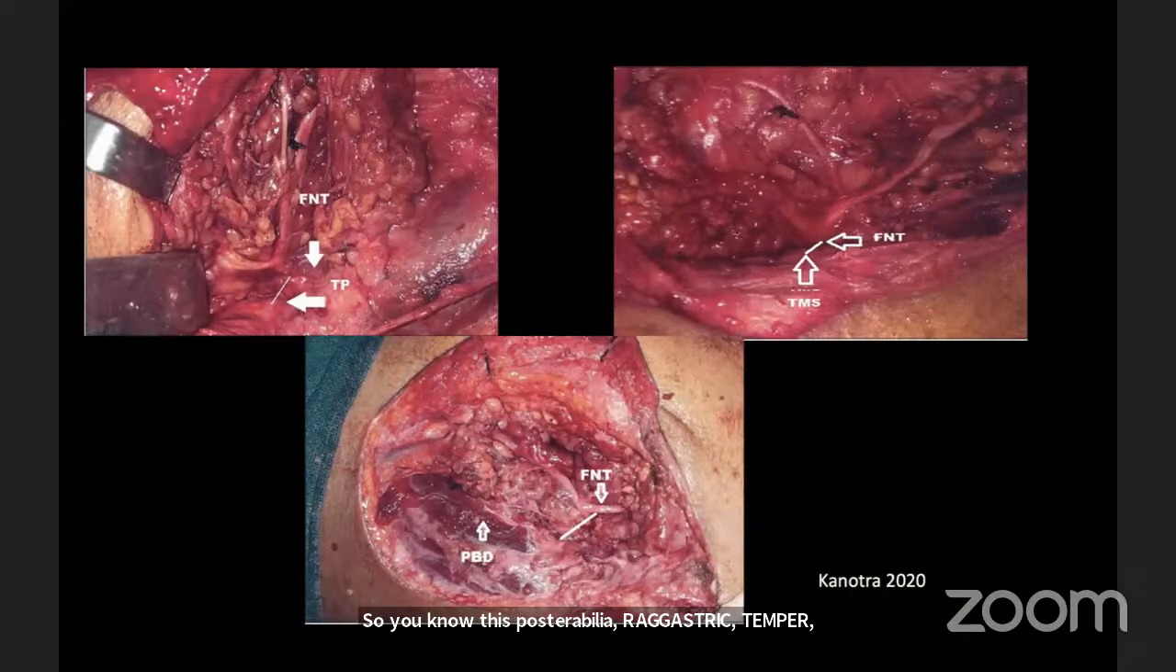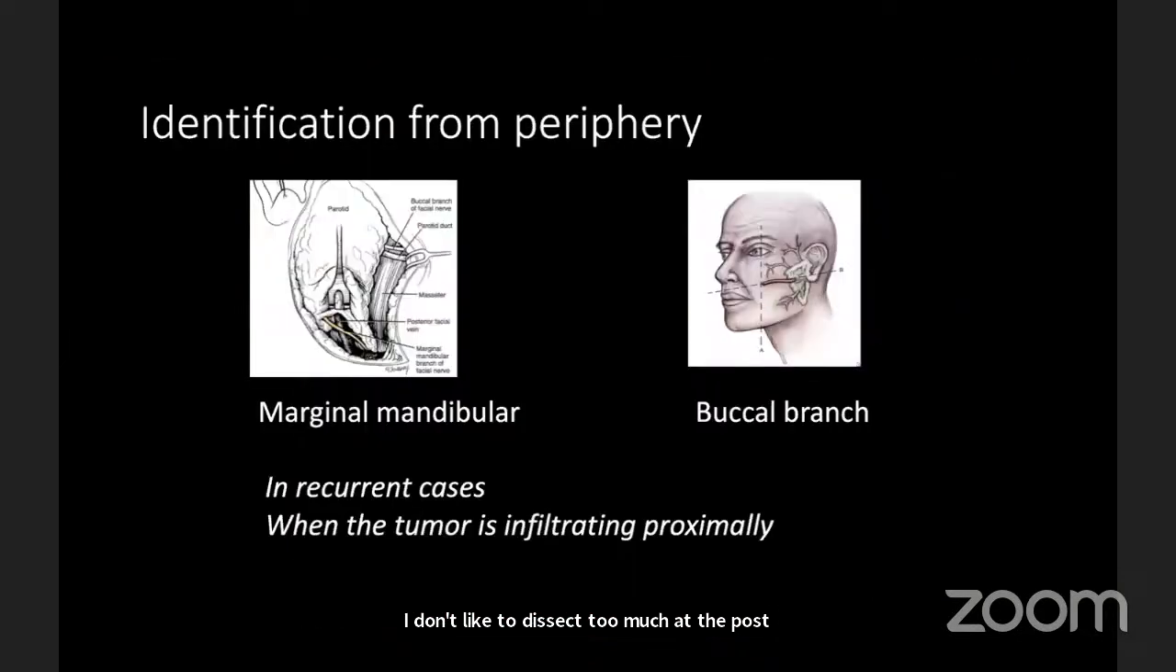I always just use the tragal pointer because it's reliable. Even in patients who had revision surgery, it's reliable. I don't like to dissect too much at the posterior belly of digastric and spoil the cervical branches. So my practice of choice is just use the tragal pointer and be done with it. Now, at identifying from the periphery, again, you can use the marginal mandibular or the buccal branch.